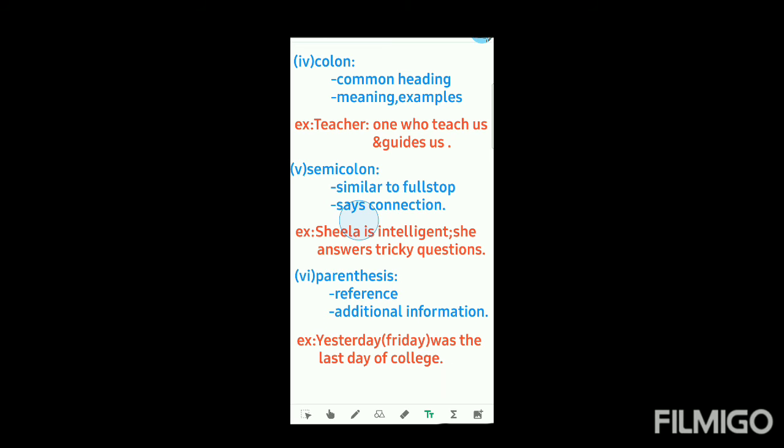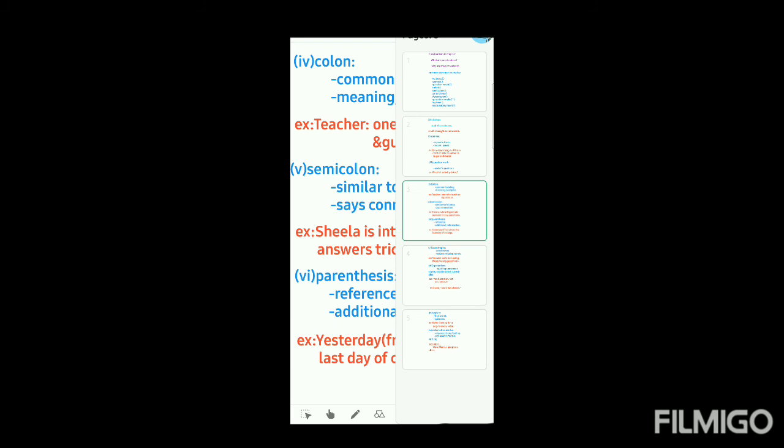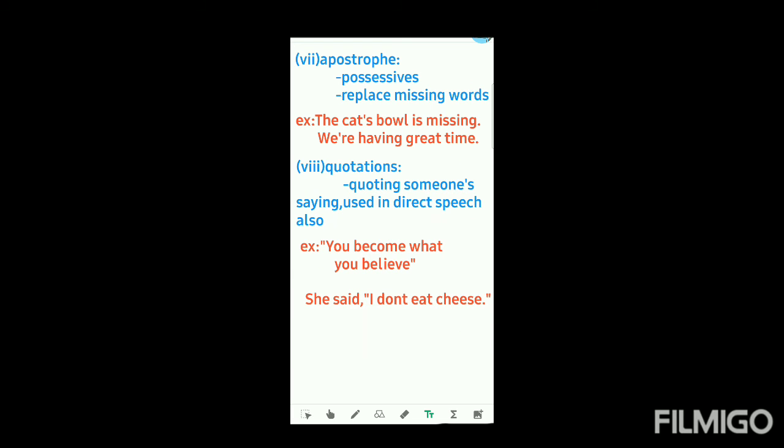And your next one comes apostrophe. Apostrophe is usually used in possessive cases like possessive nouns, as you know, and it is also used to replace missing words in a sentence. Example: the cat's bowl is missing. Here, the cat's bowl, you could see the possessive here, right?